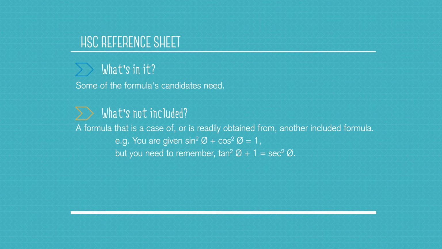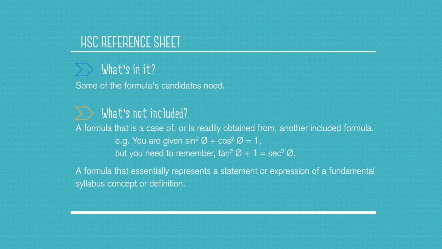The other things that are not included is a formula that essentially represents a statement or expression of a fundamental concept or definition. Okay, big words. Basically it means if the syllabus says something like they want you to find the midpoint of an interval, then they're not going to give you the formula for a midpoint because they expect you to work that out from the statement from the syllabus. So once again, make a note of those sorts of formulas, things you need to know. It's a help, it's not a be-all and end-all.